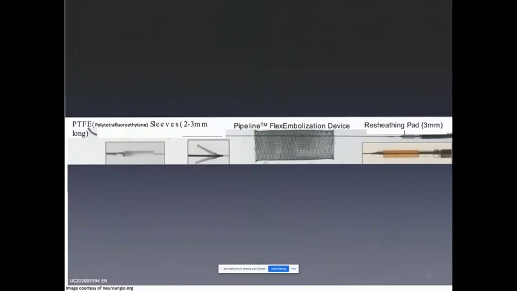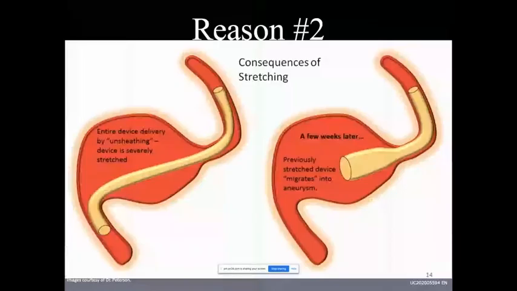That's also the reason why, if you push the system too far out into the blood vessel without those PTFE sleeves, the stent wires are going to dig into the endothelium. As soon as you deploy the stent a little bit, you want those PTFE sleeves to pop off so that the stent can open, all right?